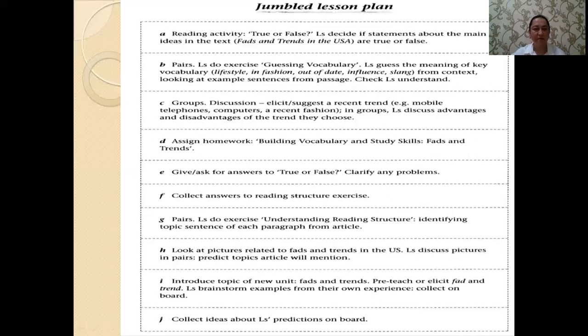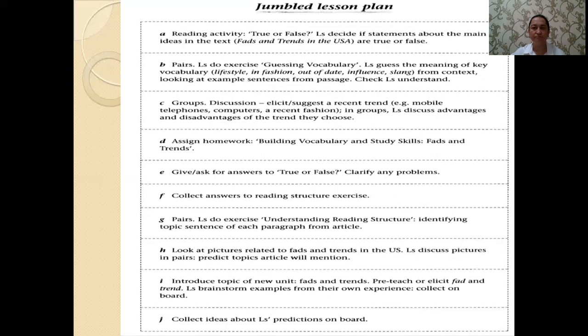Then J. After prediction, teacher collects ideas about students' predictions on board. So J. And then A, reading activity. So after collecting predictions, they begin reading activity, true, false. They decide if statement about true or false here in the text.